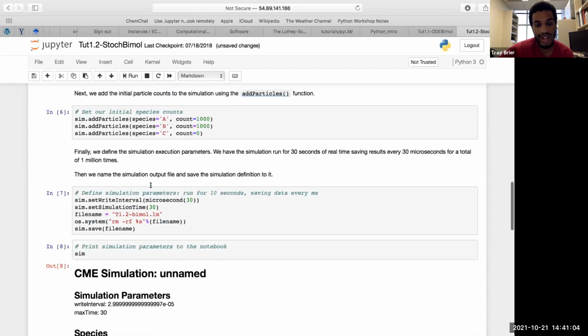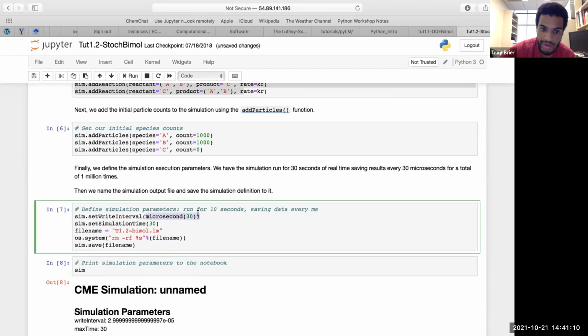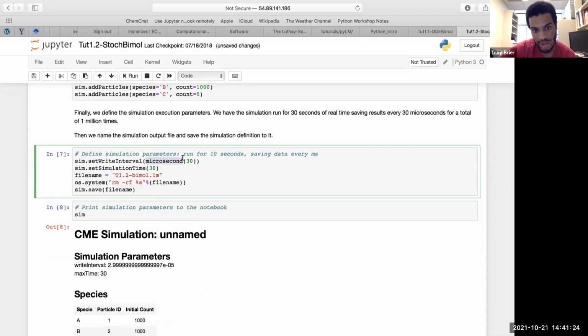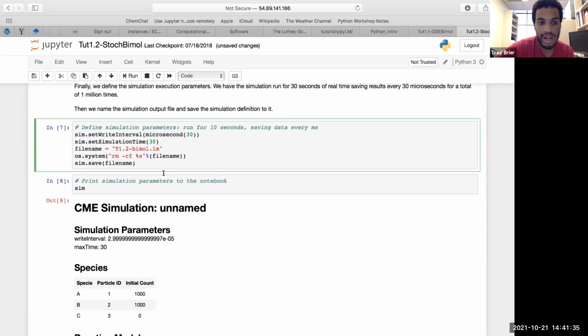And then the last step is you're defining your simulation parameters. So what your write interval will be, so every 30 microseconds, and how long you want the simulation to be. If a time unit is not defined, it's in seconds, so this will be for 30 seconds. And time not being defined is like using these converters to essentially convert a number in seconds to microseconds or femtoseconds or something along those lines.